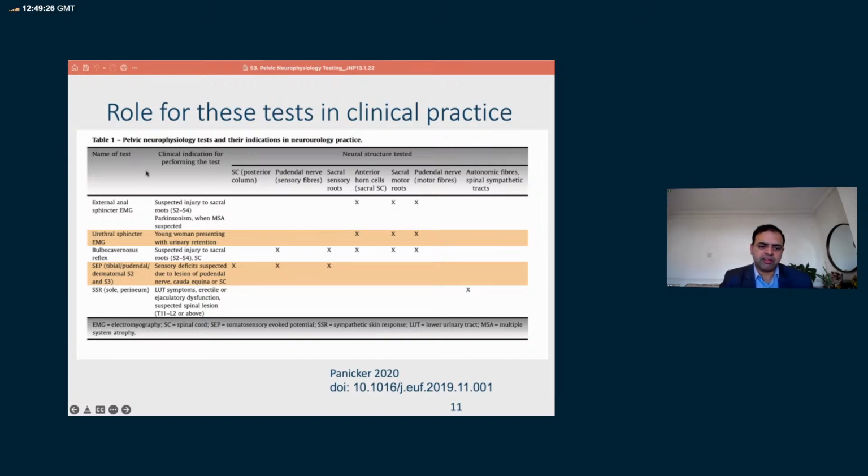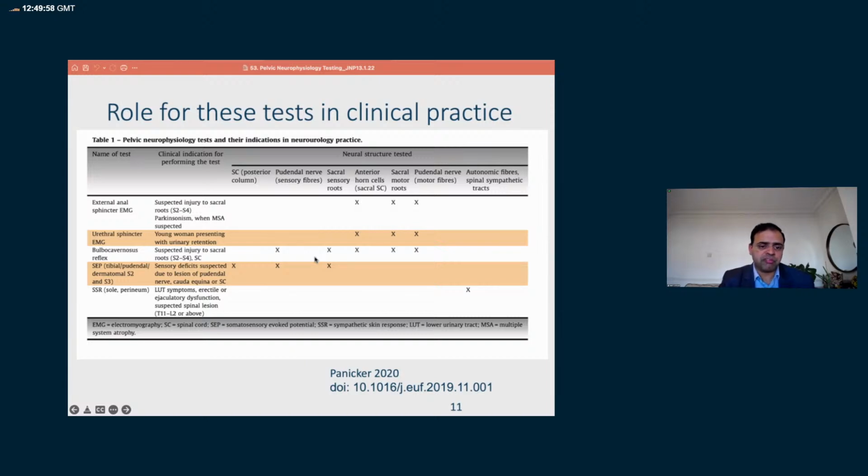And the choice of test depends on the clinical indication and the side of the neural pathway that you want to assess. If you'd like to assess the sacral motor somatic pathways, such as the anterior horn of the sacral motor roots, the pudendal nerve, you would go for an EMG study. The bulbocavernosus reflex would also give you some information about that, but also information about the sensory pathways as well. Whereas if you'd like to study the somatic sensory pathways alone, it would be performing sensory evoked potentials.